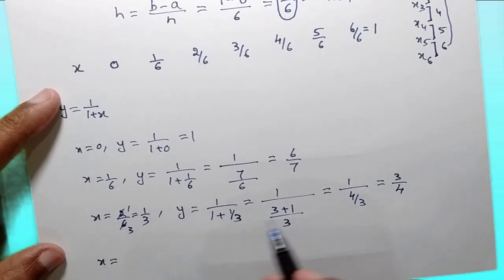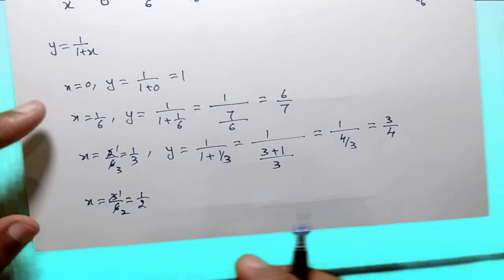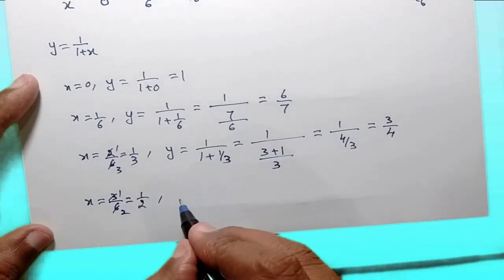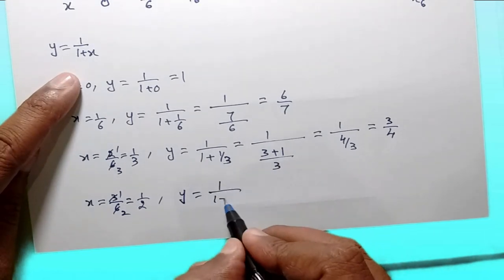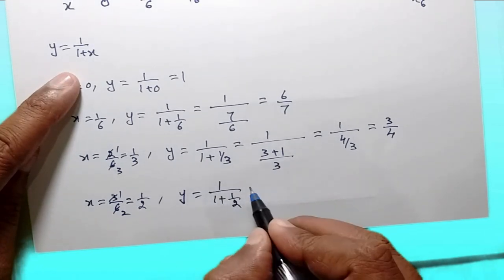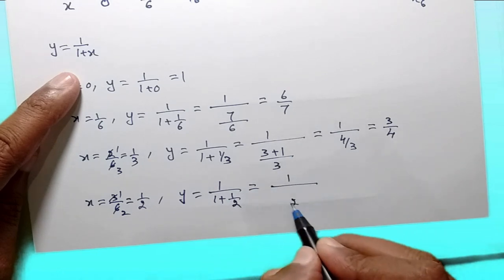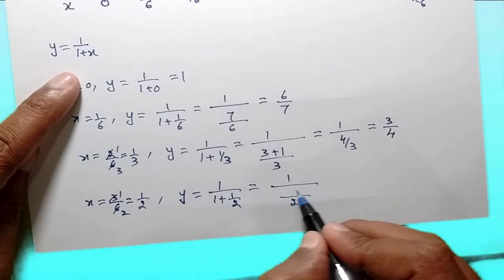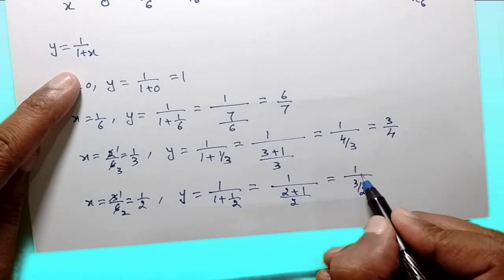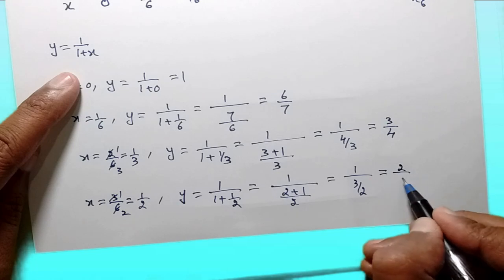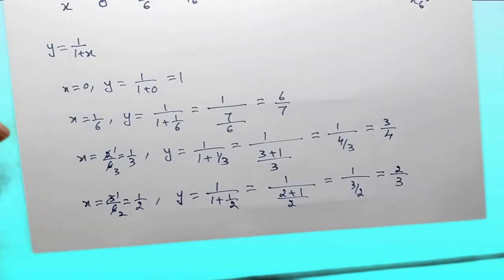Then x will be equal to 3 by 6. 3 1 times, 3 2 times, so 1 by 2 you get, just cancelling out. So the value of y will be how much? 1 by 1 plus x, where the x value is 1 by 2. So you can take the LCM over here as 2. So 2 plus 2 into 1 will be 2 plus 1. It is 1 by 3 by 2. So 1 by 3 by 2, if you take the reciprocal, it becomes 2 by 3. Right?